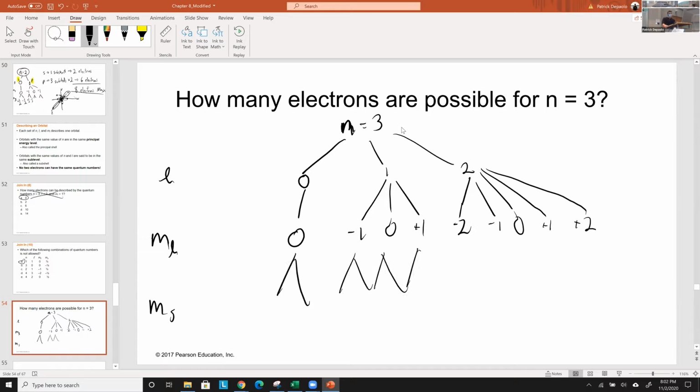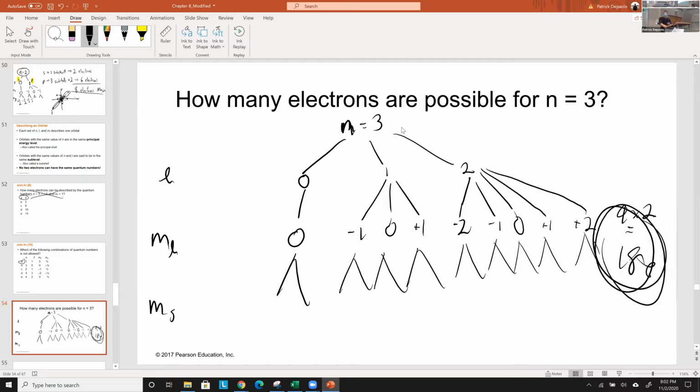Now the ms's, you have 2 ms's for each ml because it's a spin up and a spin down. So I'm not going to write every one of them. Or you can just multiply the number of mls by 2. So you have 1 ml, 2, 3, 4, 5, 6, 7, 8, 9. 9 times 2 equals 18 electrons, max. Any questions on that? No? Okay. Let's continue.